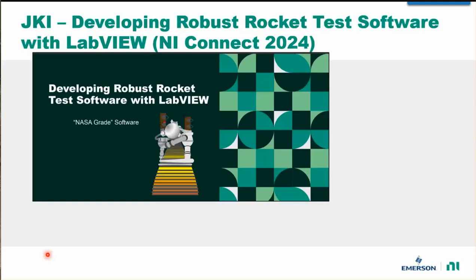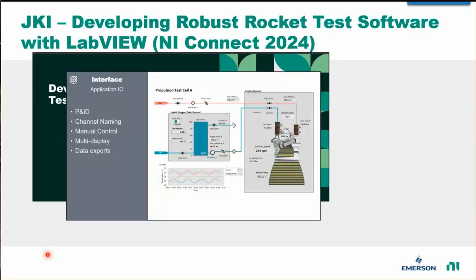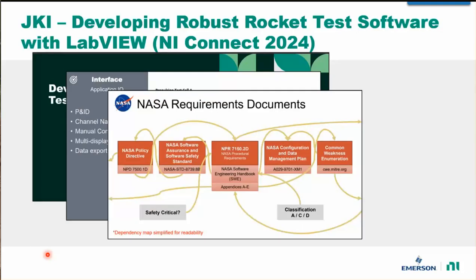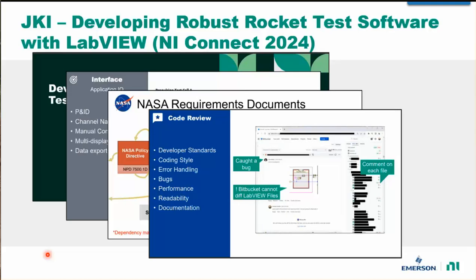At NI Connect, JKI's Hunter Smith gave a great presentation on how to develop robust rocket test software. He was talking specifically about an application that they developed to meet certain NASA requirements, which they could deliver to NASA. In that, they talked about how you make the interface to meet their requirements. That was really good. They talked about all the requirements documents that come into play. And they talked about performing code reviews.